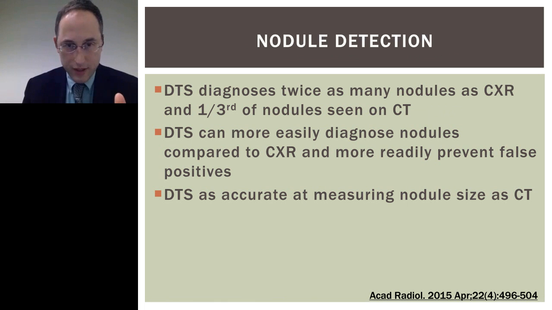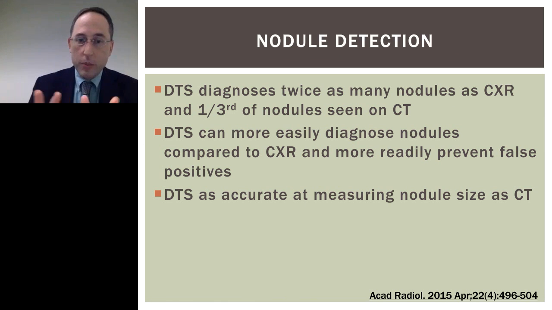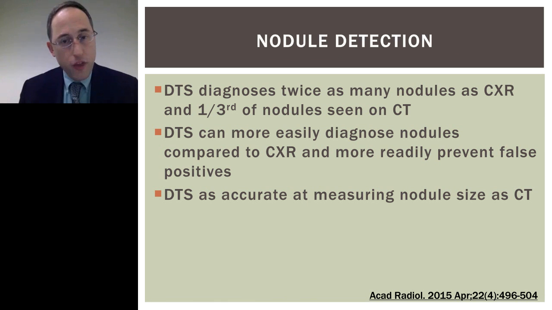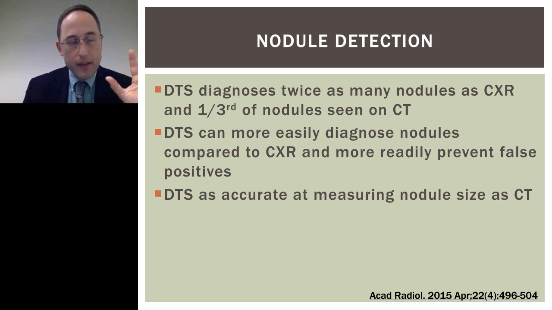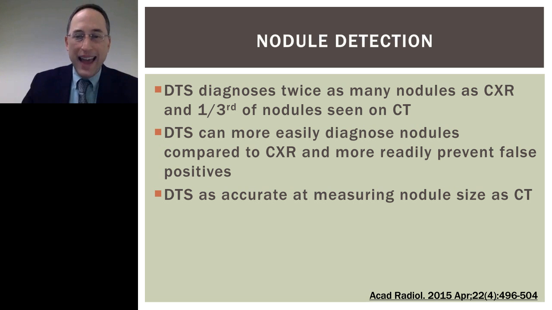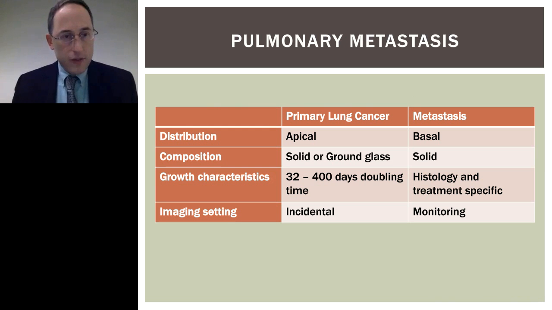Okay. So overall, with respect to nodule detection, in the study that I specifically mentioned and many others that reached a very similar conclusion, tomosynthesis diagnoses about twice as many nodules as chest X-ray, right? And it detects about a third of the nodules that you see on CT, right? It is better at preventing false positives, right? And I'm going to talk a little bit later about how this plays into utilization, right? Another thing is that tomosynthesis is as accurate as CT at measuring nodule size, which is something that can be useful if you're following nodules to look for size change. Okay, so it's good at detecting nodules.